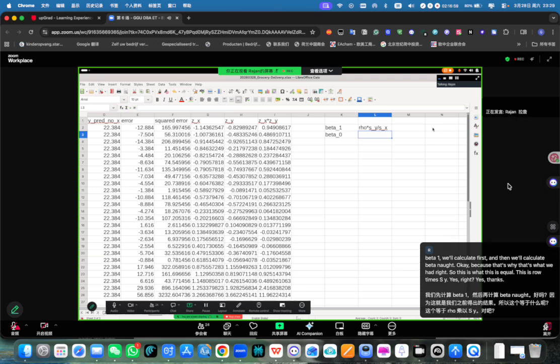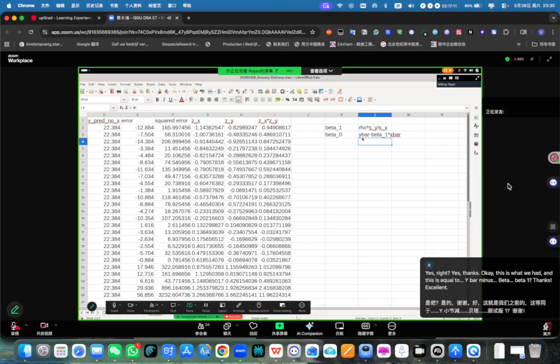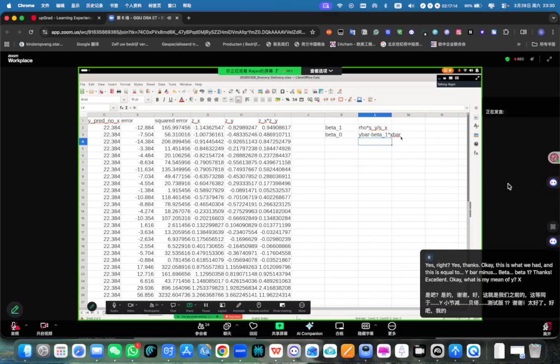Correct. This is what we had, and this is equal to y bar minus beta 1 times x bar. What is y bar? Mean of y. X bar is mean of x, and so on and so forth. So let's calculate this.